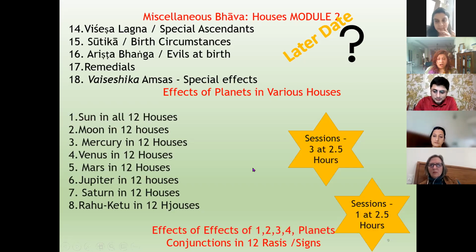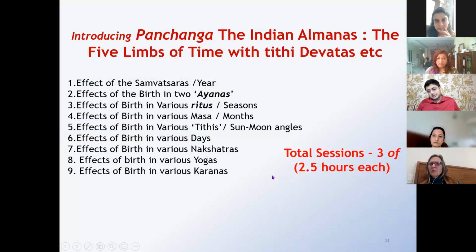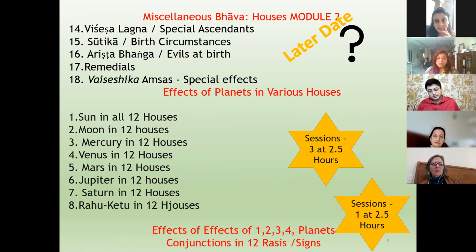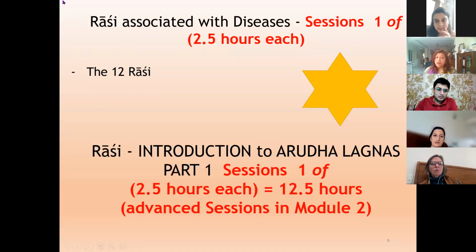You will be blown away. For example, Rashi and associated diseases: each of the signs has certain diseases associated with it. Each of the houses from the moon, you look at what diseases will crop up. And there are many, many principles to that.